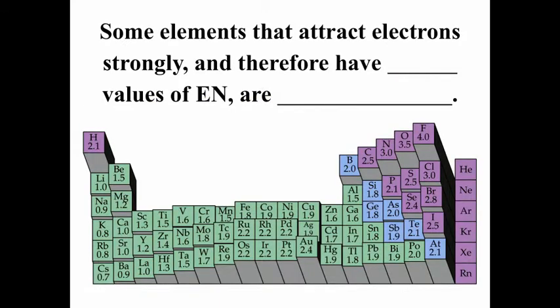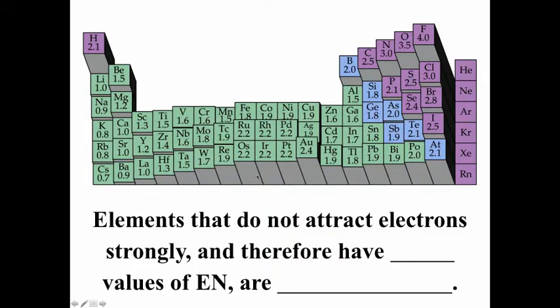Elements that attract electrons strongly have high electronegativity values, and examples of those are things like fluorine and oxygen and nitrogen and chlorine, elements up in the top right corner of the periodic table. They like electrons, they attract them strongly. Elements that don't attract electrons strongly and have low electronegativity values are typically found in the bottom left corner of the periodic table. Things like cesium or rubidium or barium, alkali metals, alkaline earth metals, and they don't like to grab electrons that much, so they have low electronegativity values.